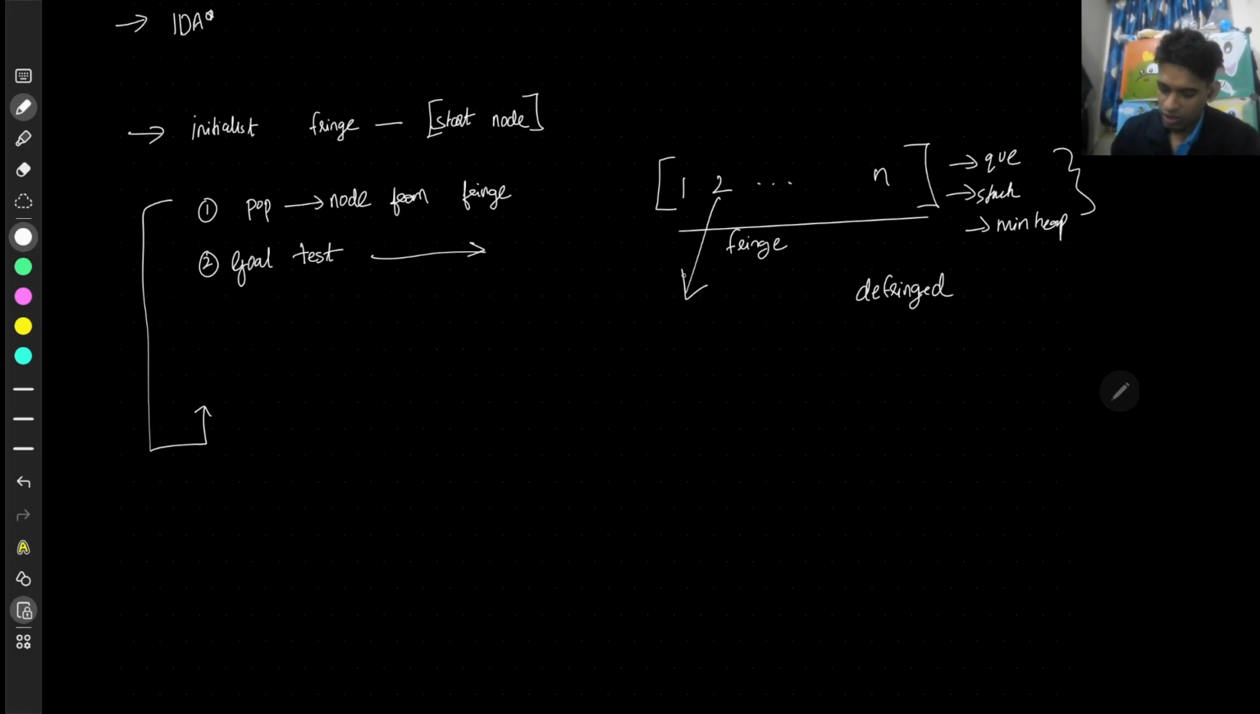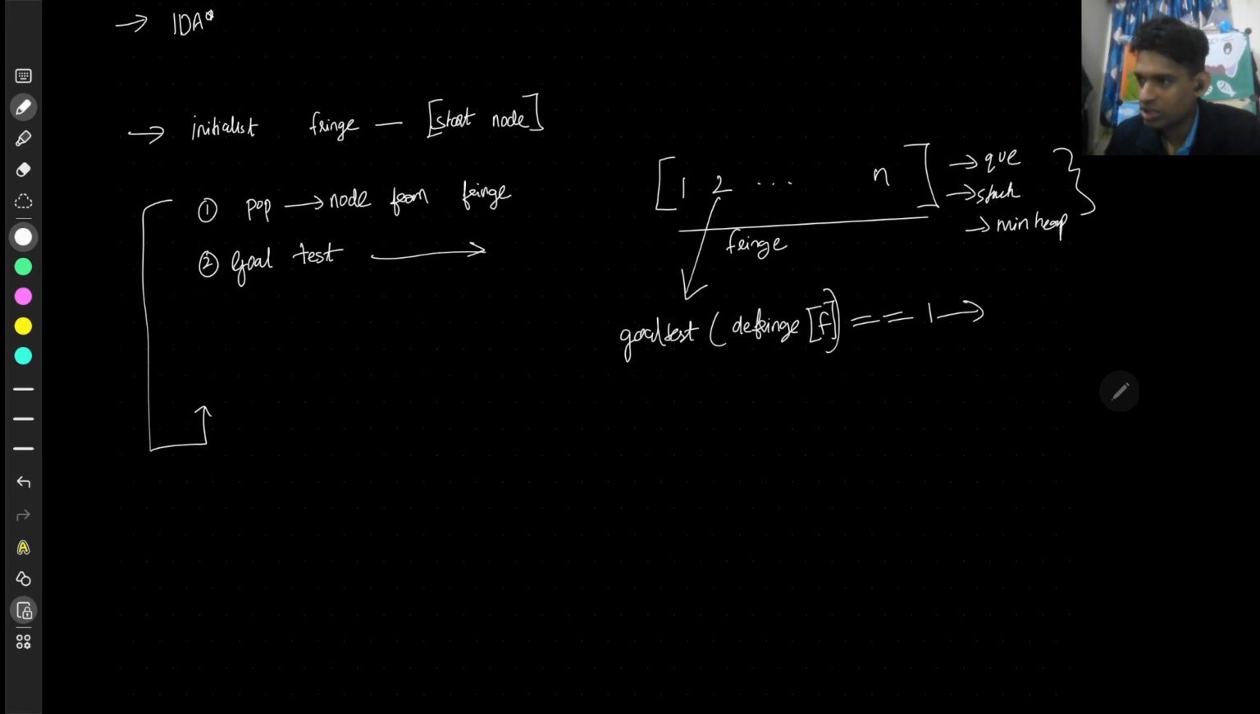It will come out, and then you will test whether it is a goal or not, whether you have reached the target or not. That is what I mean by a goal test. You will use some function, goal test, and pass the current node that you have defringed. If this returns one, then you will return the path. That means your algorithm has stopped because you have reached the goal. This is what I mean by a goal test.